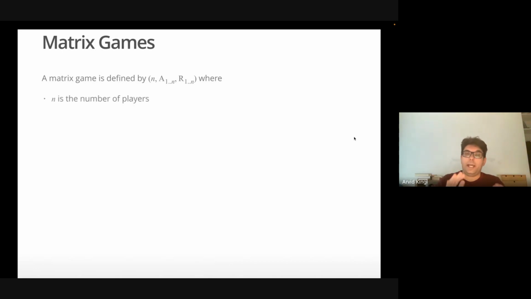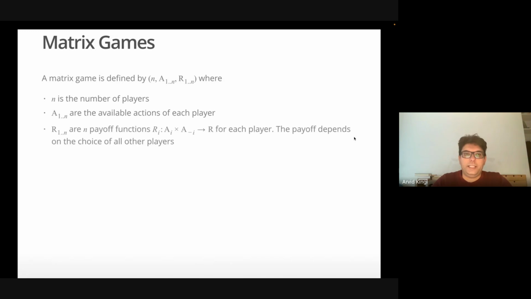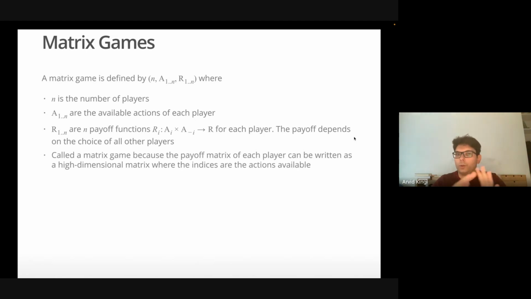Here you have n players, and each player has a number of actions available to them. And for each action combination, there's a payoff. And again, it could be stochastic payoff. And this is called a matrix game because for two players, you can always arrange it in a matrix. For more players, you can arrange it in some sort of tensor with a payout for each player. So a two-player game typically has two matrices, one for the first player, one for the second player.